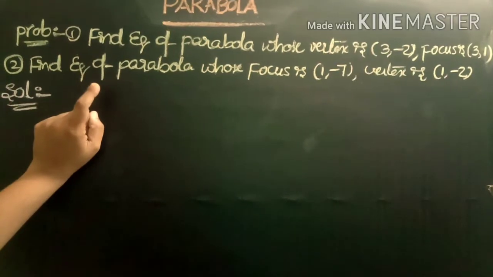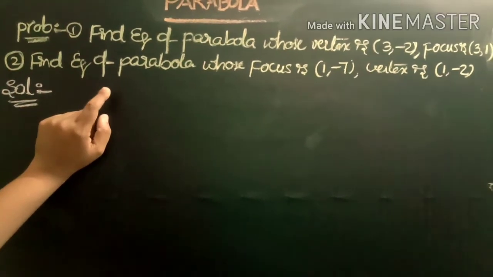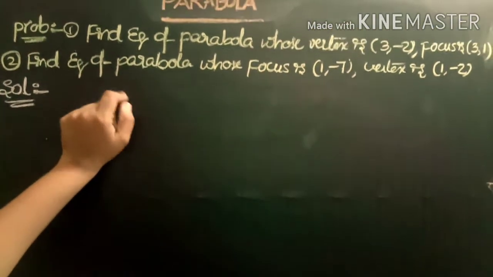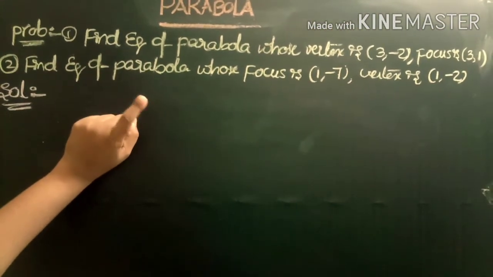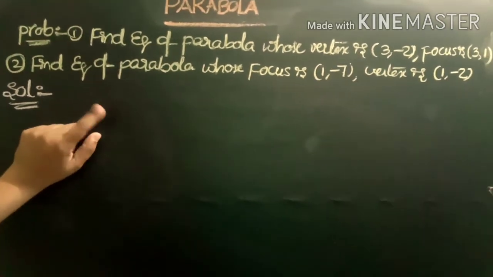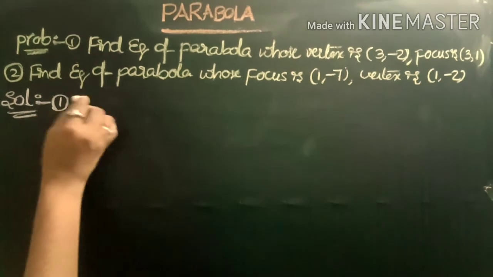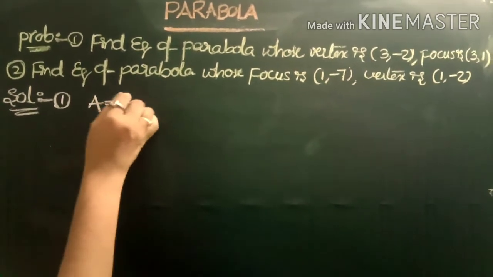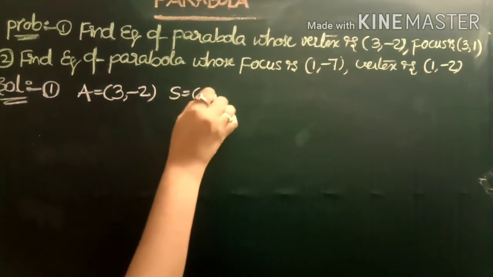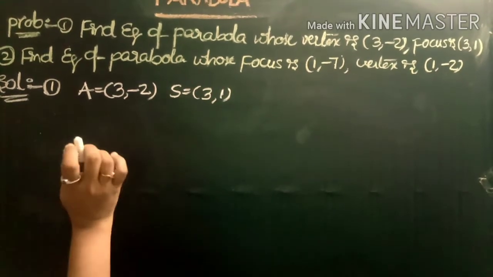Next problem. Find the equation of the parabola whose vertex is (3, -2) and focus is (3, 1). That is the first problem. And find the equation of the parabola whose focus is (1, -7) and vertex is (1, -2). Both are the same model. So first we solve the first problem. Given that the vertex is (3, -2), vertex means A, and the focus is (3, 1), that is S.